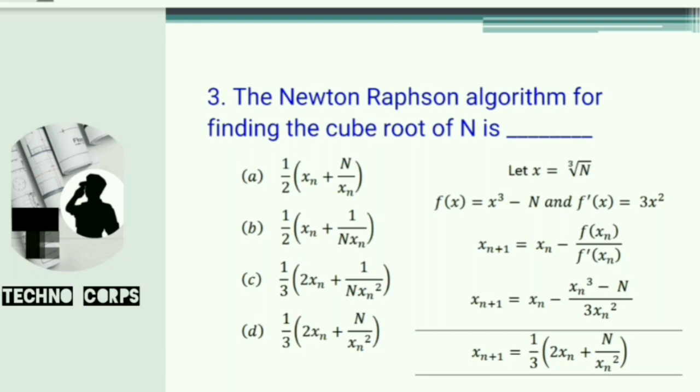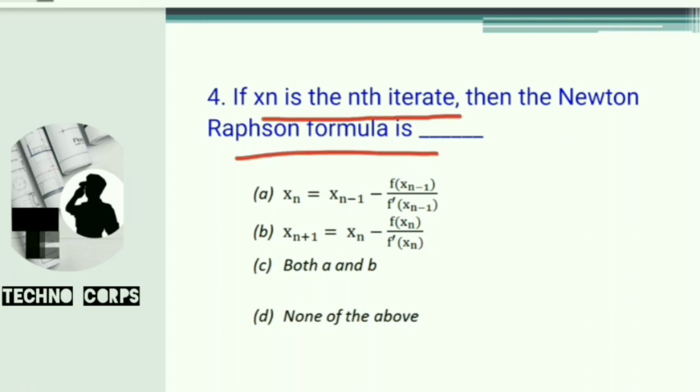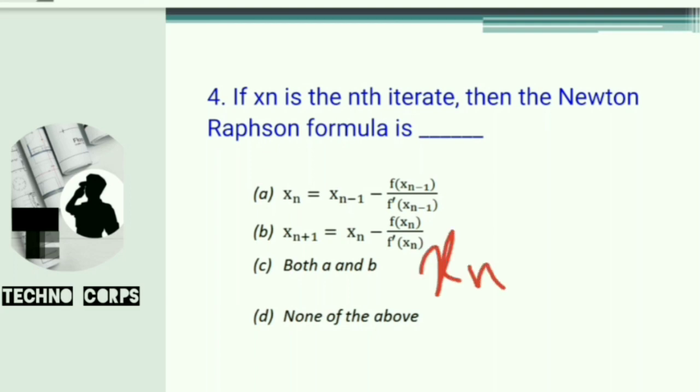This type of problem may also be asked in an MCQ, which takes around 1 minute for the complete solution, but it is easy to solve. Now what is the next question? If xn is the nth iterate, then what is the Newton-Raphson formula? That means we have to go for the solution in terms of xn.